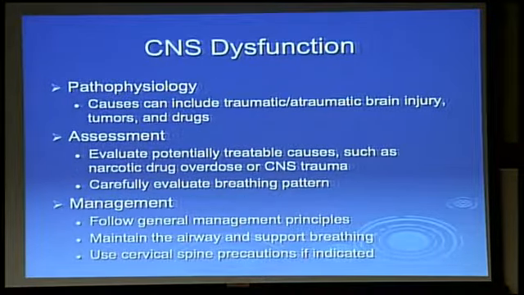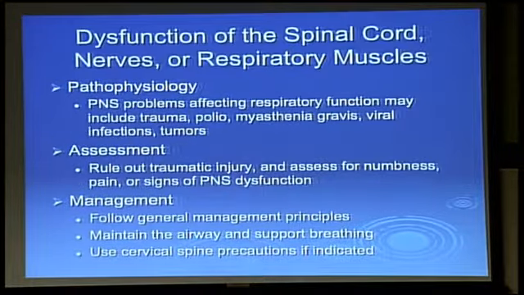Okay. You can also have trouble developing negative pressure because of central nervous system dysfunction. So most commonly what we see is traumatic brain injury, rare cases tumors, or you can get sedation from drugs. Narcotic overdose is obviously something that we deal with very frequently. And so you maintain the airway, support the breathing, C-spine precautions as needed for trauma.